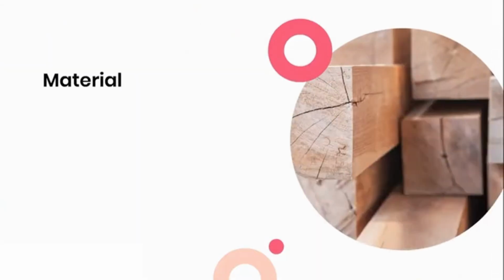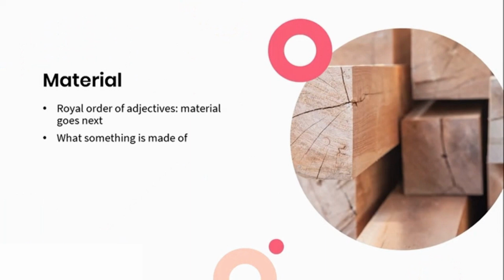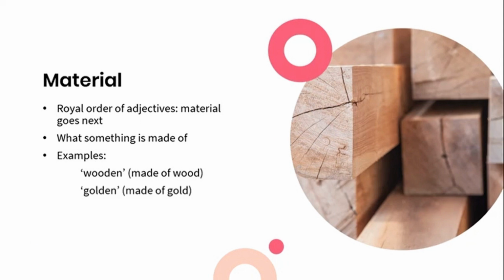Next we have material. Material refers to what something is made of. Adjectives of material include words like wooden, meaning made of wood, or golden, meaning made of gold.